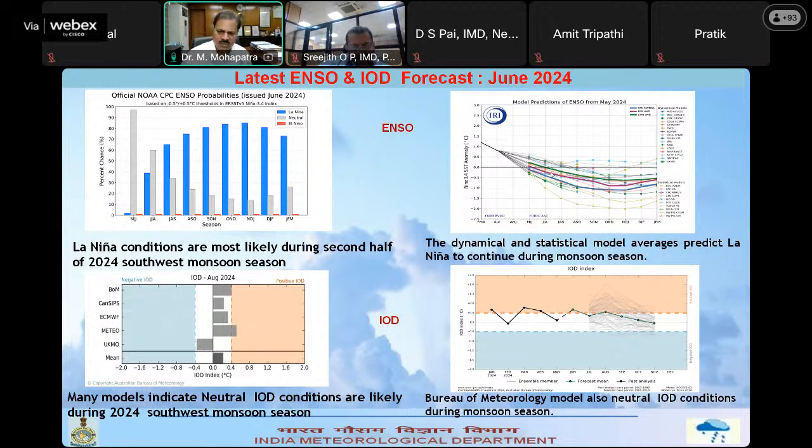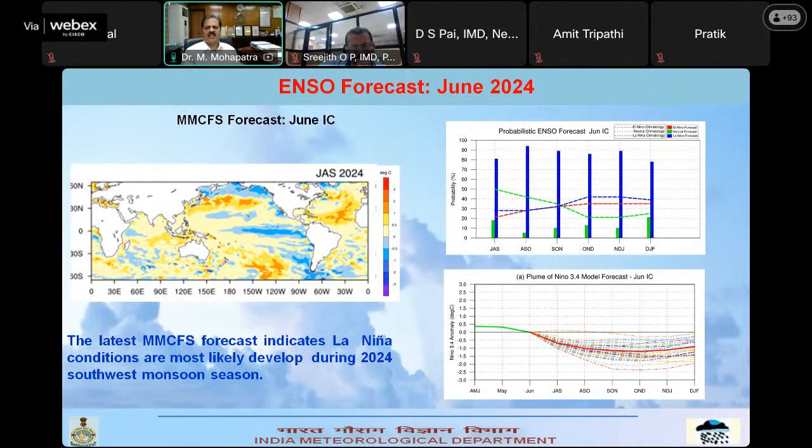Okay, so similar is the situation with respect to various types of models. The Indian Ocean Dipole shows neutral condition. At present, neutral condition is prevailing, and neutral condition is likely to prevail during this monsoon season. Okay, this is our own model. It agrees with what other global models are suggesting.